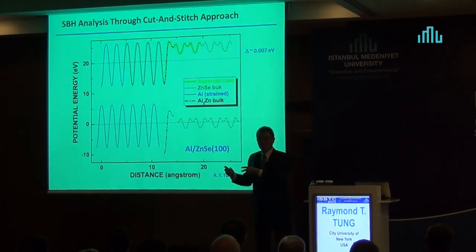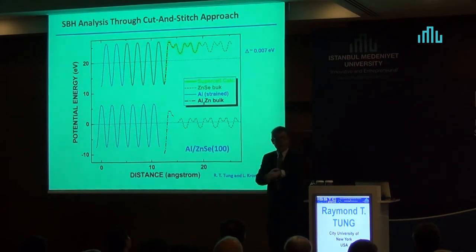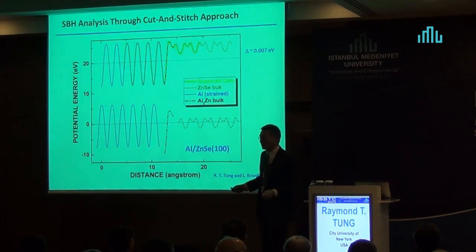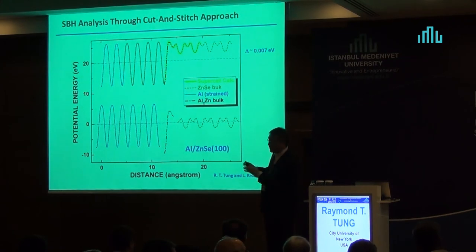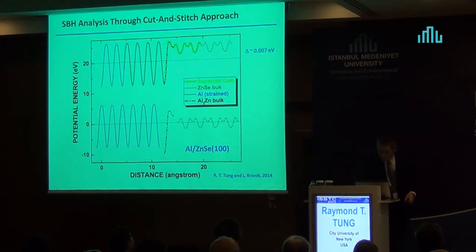So I'm going to do a third calculation of a bulk unit cell consisting of two aluminum and one zinc. From that, I would cut a sliver of charge and place it right at the middle. Now, if I stitch everything together, the Schottky barrier height is estimated to be within 7 meV of that calculated in a full-blown supercell calculation. So this is how chemistry can be used to simplify the job of interface estimation.